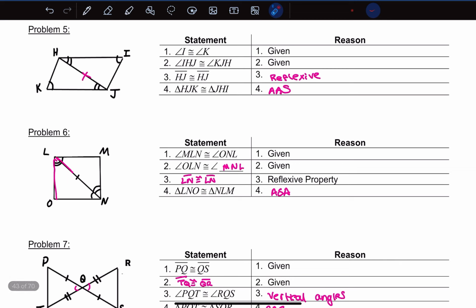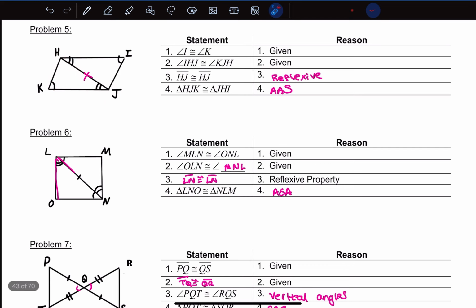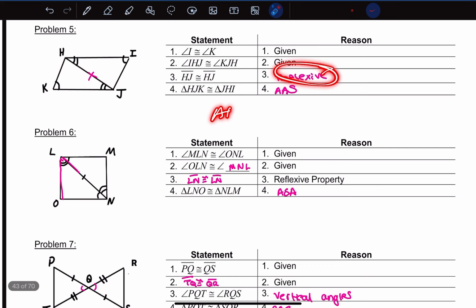Alright, so again, our given statements, angle I and angle K. We have these guys. So we have angle, and you guys should see the easiest way to do this is to use the shared side via reflexive, and now we have angle, side.